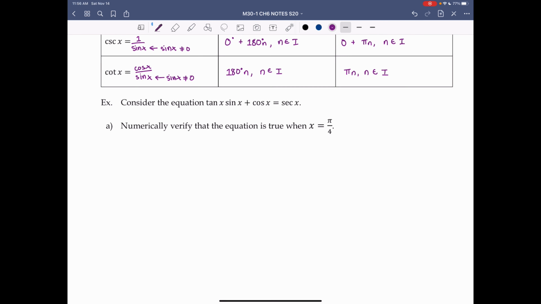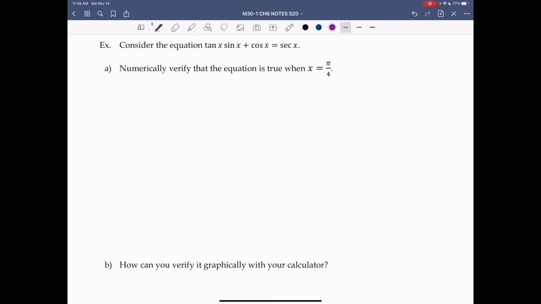Consider the equation tan x sine x plus cos x equals secant x. Numerically verify that the equation is true when x equals pi over 4. The left side is tan x, x is pi over 4 in this case, so tan pi over 4 sine pi over 4 plus cos pi over 4.